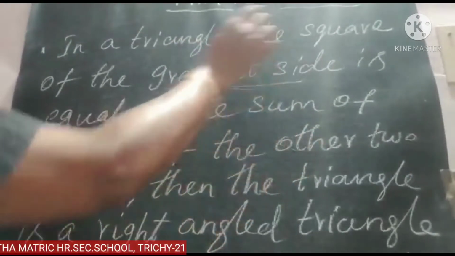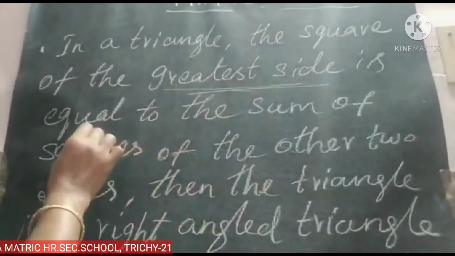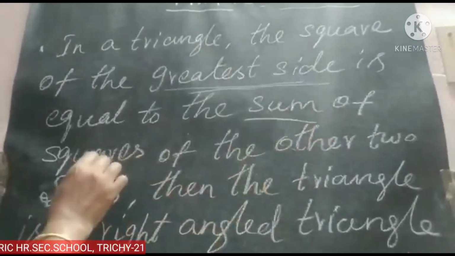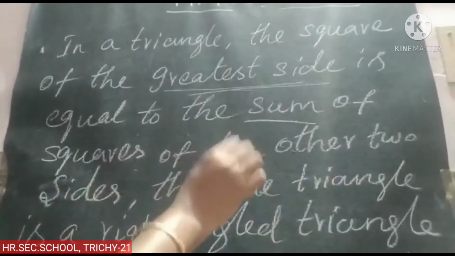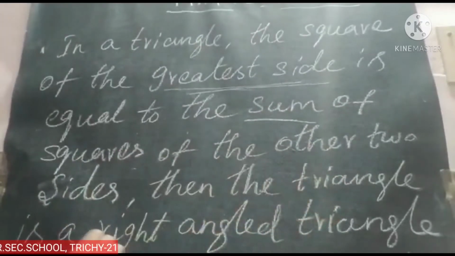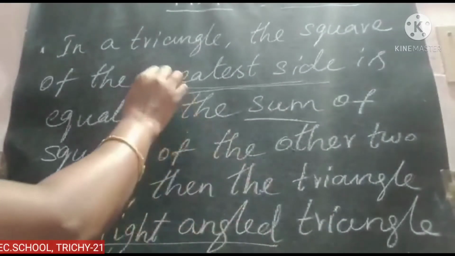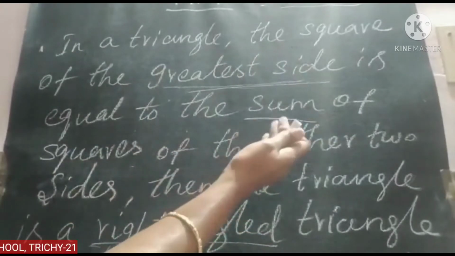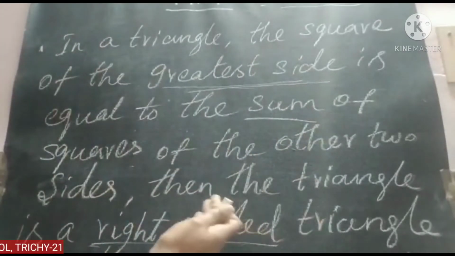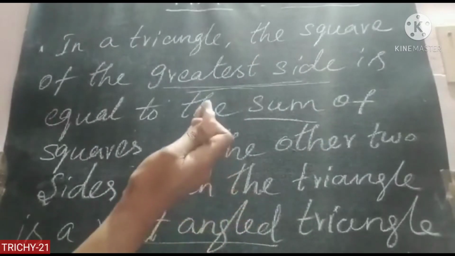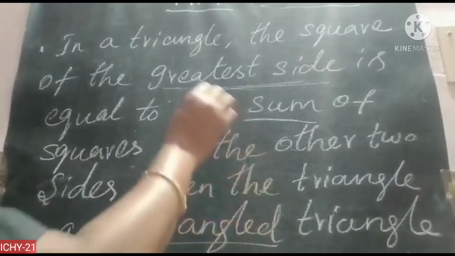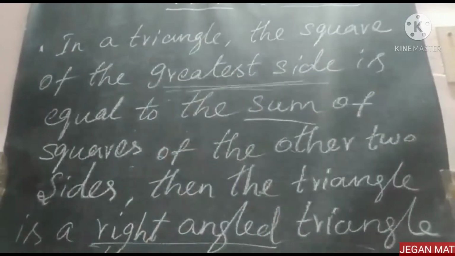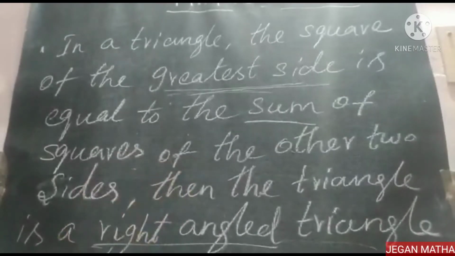The square of the greatest side is always equal to the sum, addition, of the squares of the other 2 sides. Then the triangle is a right triangle. So consider this: in a triangle, if the square of the greatest side equals the sum of the squares of the other 2 sides, that triangle is always a right angle triangle only. The greatest side is always the hypotenuse side. This is the converse of the Pythagoras theorem. Okay, is it clear?